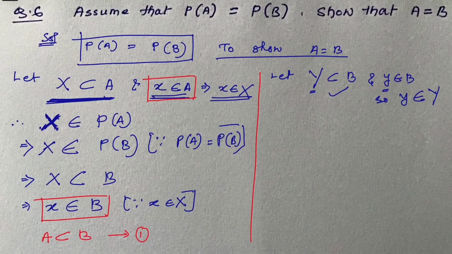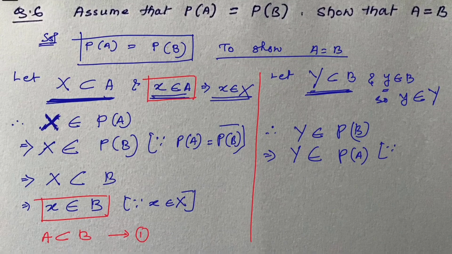Okay, so now here you see, if capital Y is a subset of B, then capital Y must belong to the power set of set B. And if so, then capital Y also belongs to the power set of set A, because the power set of A is equal to the power set of B. It is already given.